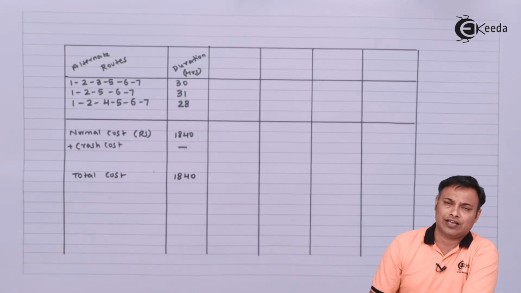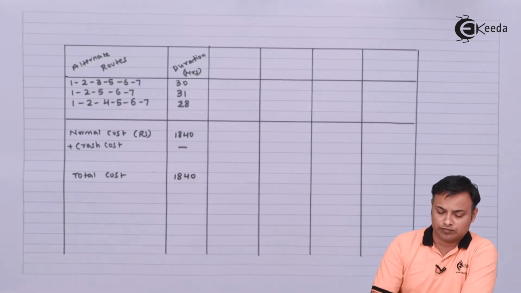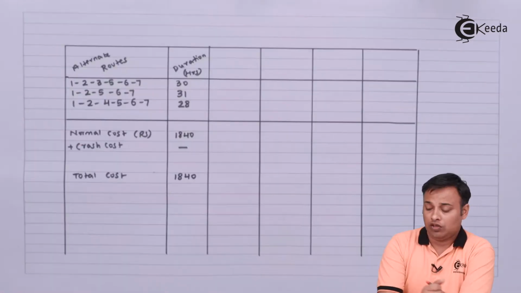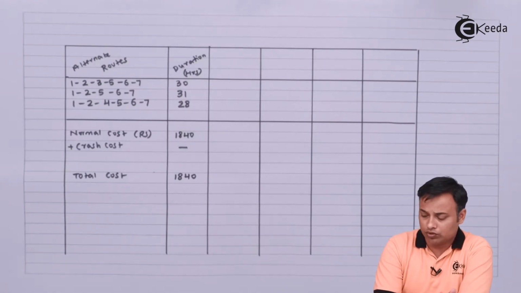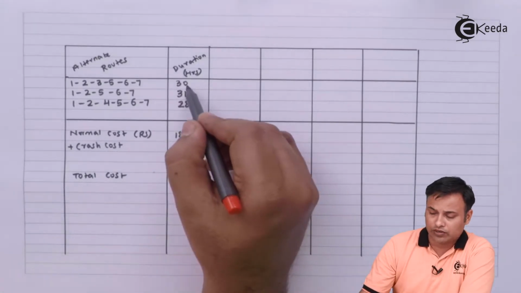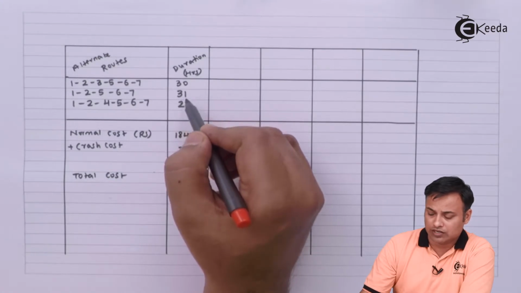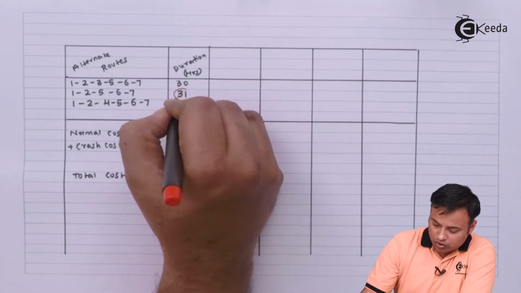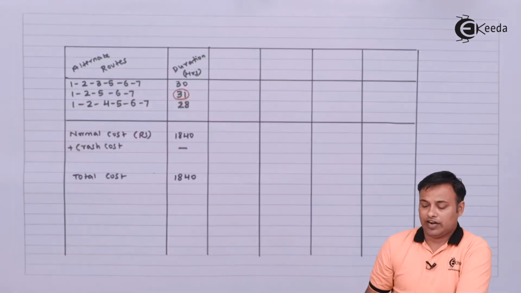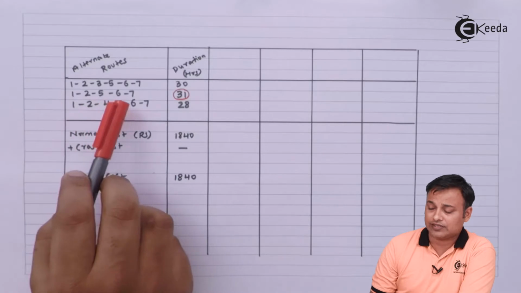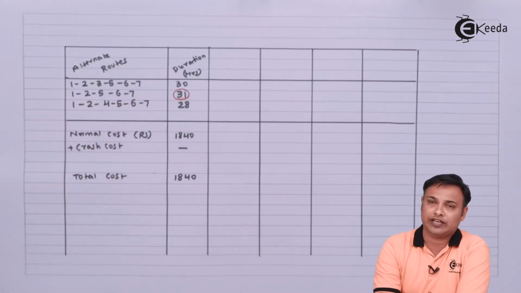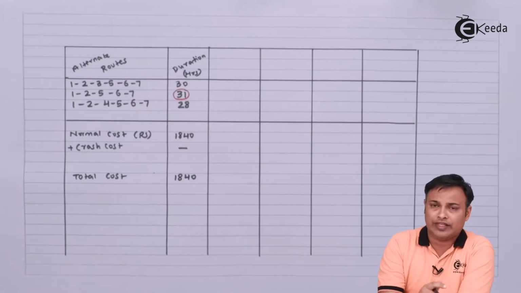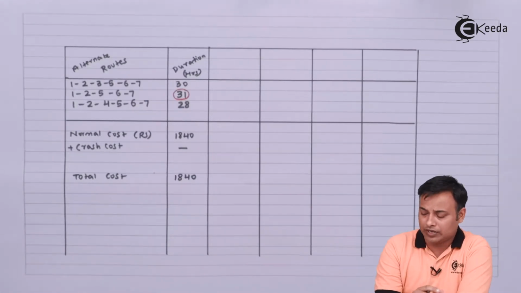Then we add the indirect cost, called the overhead cost in the problem. Now this overhead cost is rupees 50 per hour. If you check the durations of the alternate routes, the first route is 30 hours, the second route is 31 hours, the third route is 28 hours. So out of the three, 31 is the highest. That means 1, 2, 5, 6, 7 will be my critical path, and that will be my project completion time.